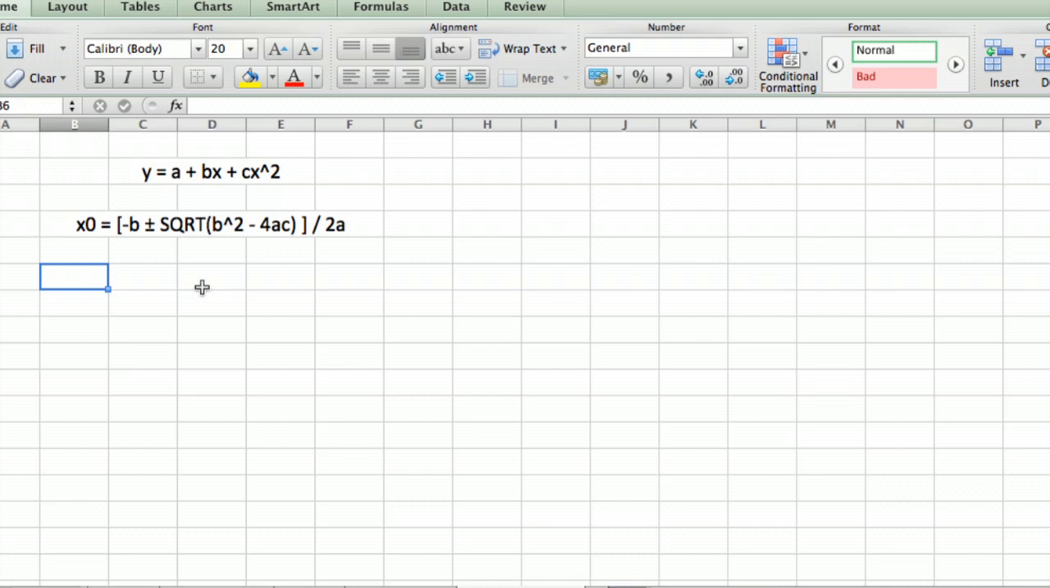So what we're going to do is type A, B, and C, just so we can remember what we've labeled, and then we're going to put in some numbers. So let's just say A is 2, B is 6, and C is 3. And we're going to make two roots, one of them is going to be x1, and the next one is going to be x2.